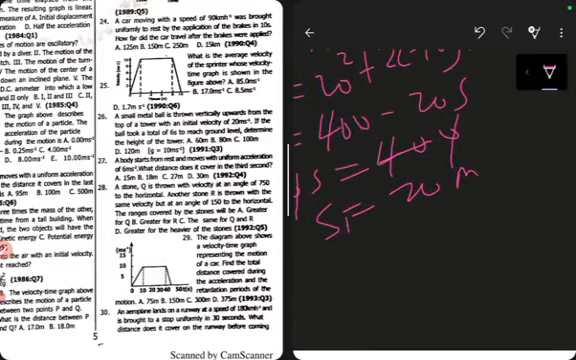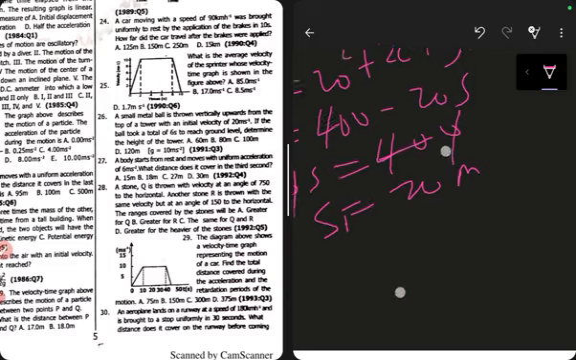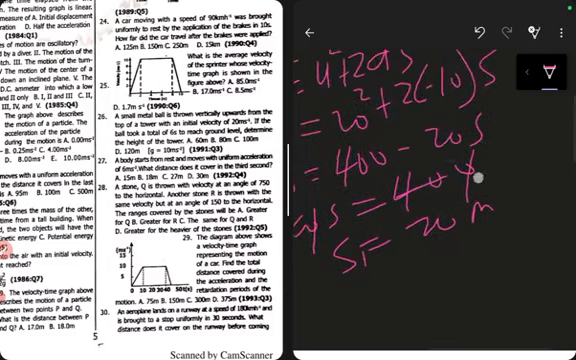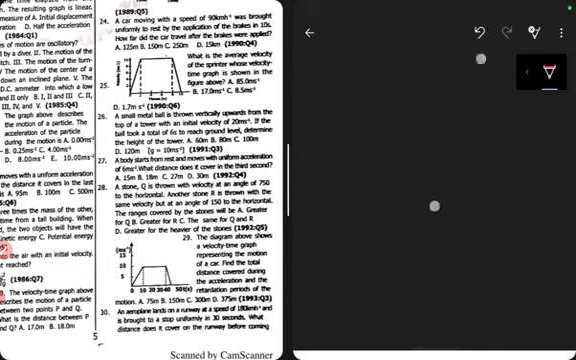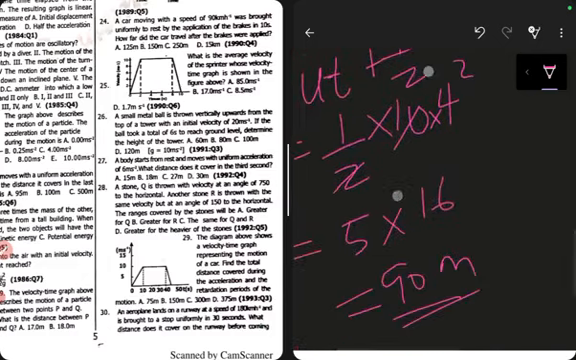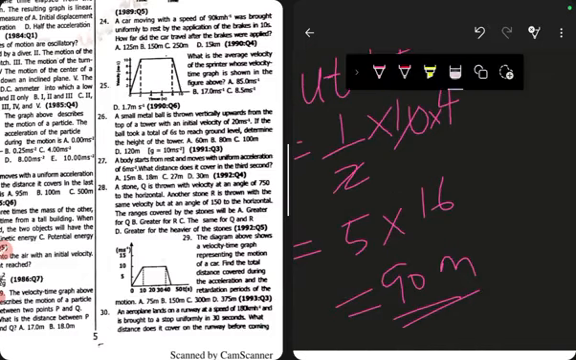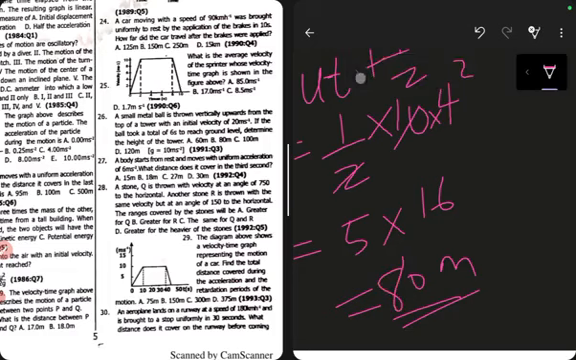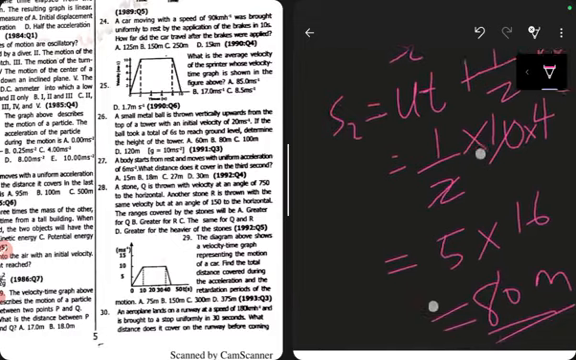In the first stage it is 20 meters. But they told us to look for the height of the tower. Wait, where was I? Yes, this should be 80, sorry, not 90. So here should be 80. All right, so the distance in the second stage is 80.